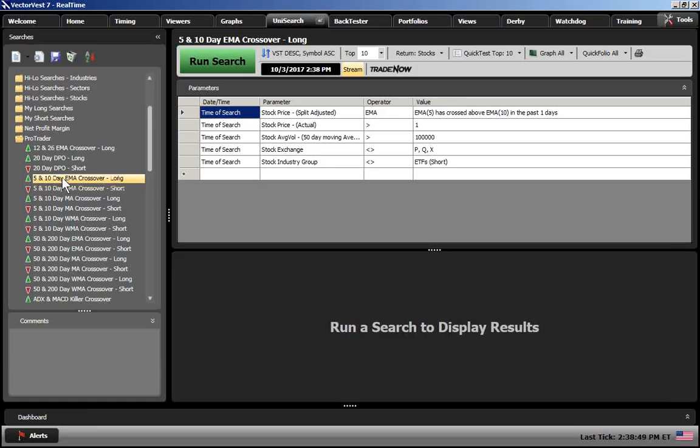All right, notice that when I click on the search, this is what Pro Trader is going to do for you. It's going to add that technical component to the search. Can I create a 3 and a 5? Yes. As a matter of fact, I'm going to do something like that in a moment.